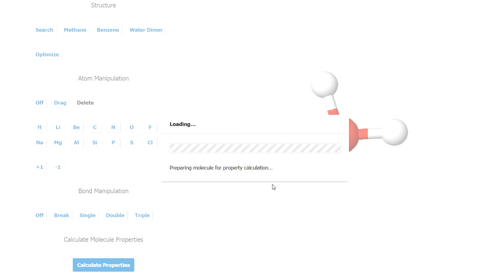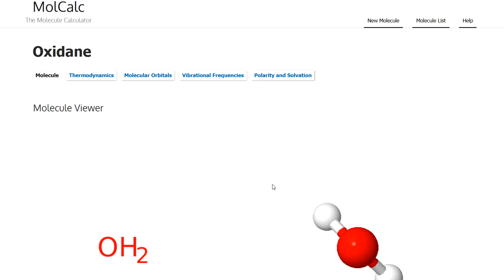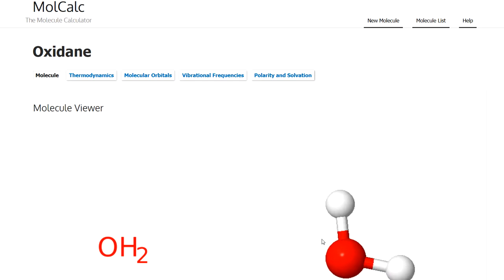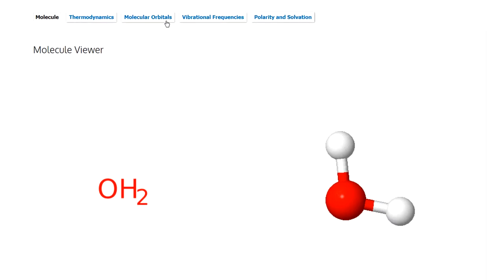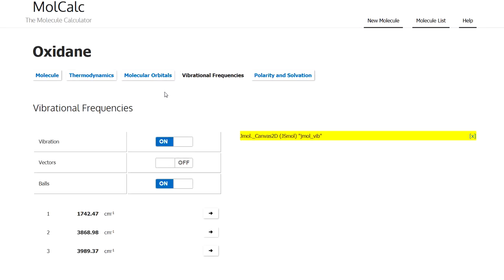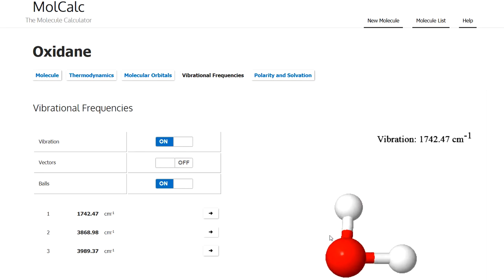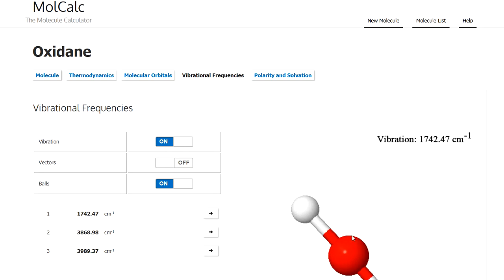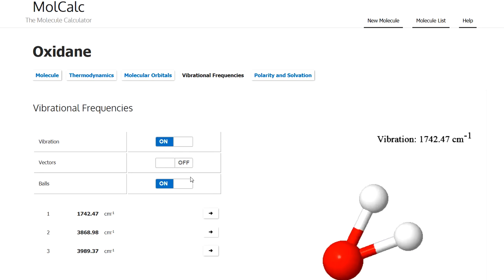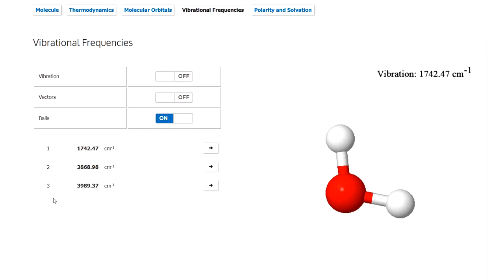Again, I urge you to play around with this program. I think those of you who are faculty, teachers can learn a lot about it, and use it as a valuable tool for your students. So let's calculate the vibrational frequencies as we did for carbon dioxide. Now, water has various ways in which it can move. These motions, by the way, are exaggerated. Okay, so there's three frequencies.